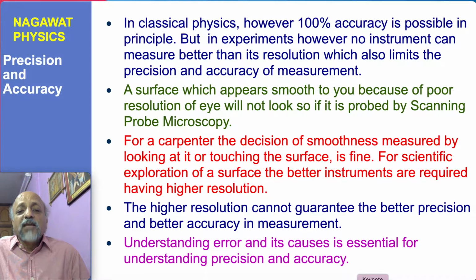A similar example is that for a carpenter, the decision of smoothness, measured by looking at or touching the surface, is quite fine. But for scientific exploration of a surface, better instruments with much higher resolution are required. But higher resolution cannot guarantee better precision and better accuracy in measurement. I am repeating that. To understand that, we will have to understand error and what causes error, and understanding error will help us understand precision and accuracy.